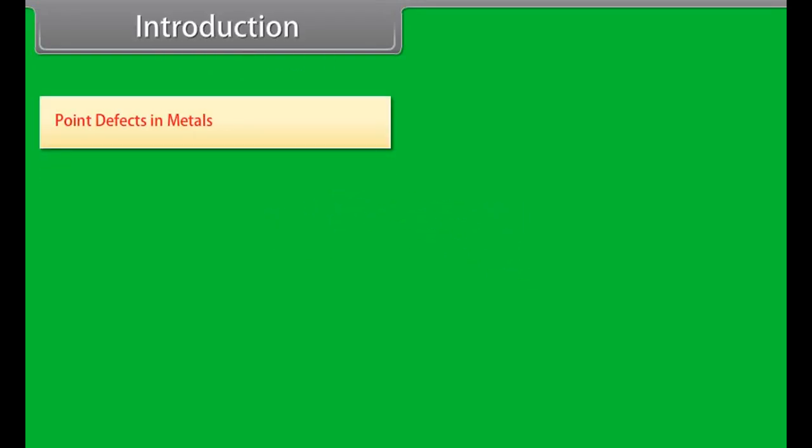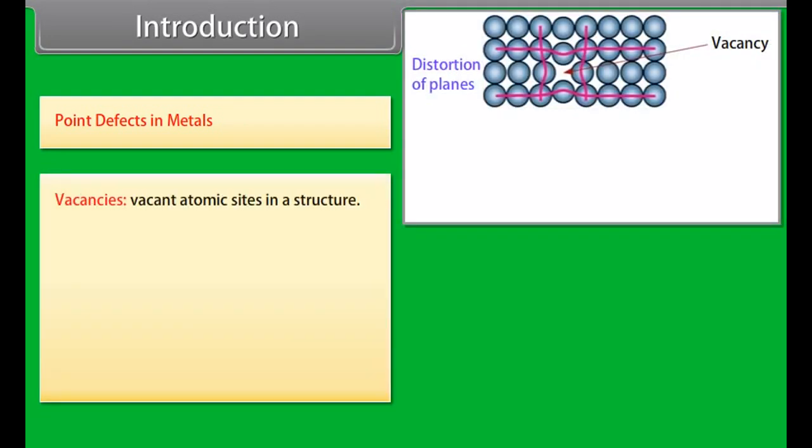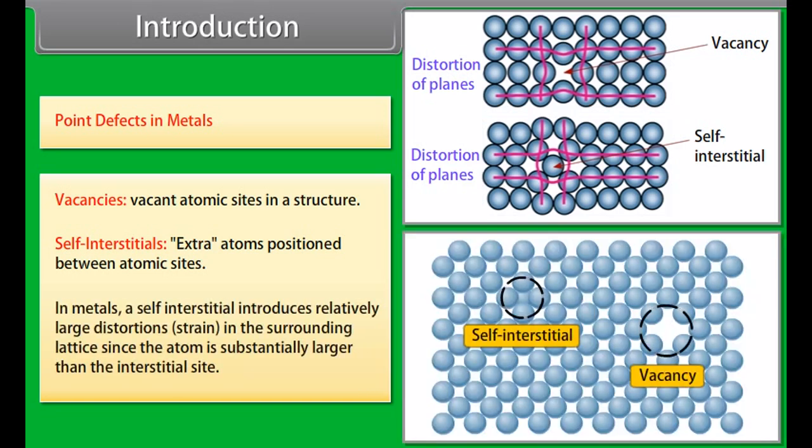Point defects in metals. Vacancies: vacant atomic sites in a structure. Self-interstitials: extra atoms positioned between atomic sites. In metals, a self-interstitial introduces relatively large distortions, strain in the surrounding lattice, since the atom is substantially larger than the interstitial site.